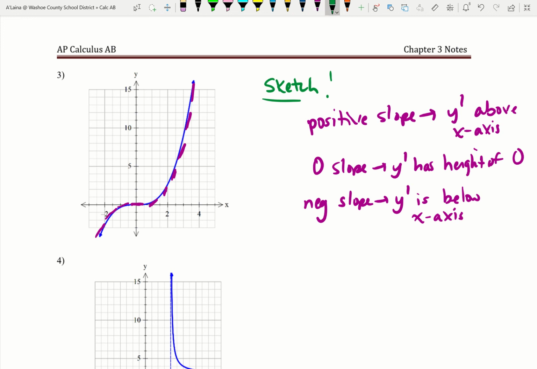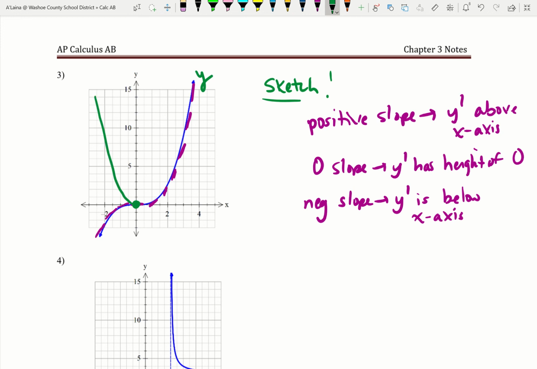I like to graph where the slope is 0 first. Right here, the slope is 0. And so for the derivative, I'm going to have a height of 0. On the left side, I have these positive slopes, so my derivative is going to be positive. And when I go from the left towards the origin, it starts with a steeper slope, and they get less steep, so these slopes approach a height of 0, so it looks something like that.